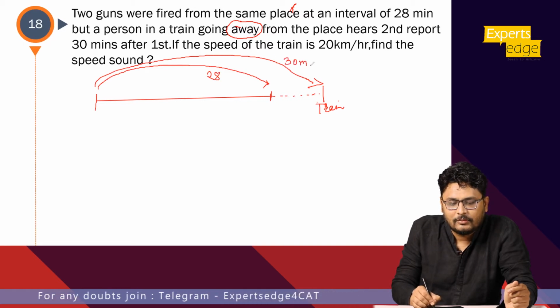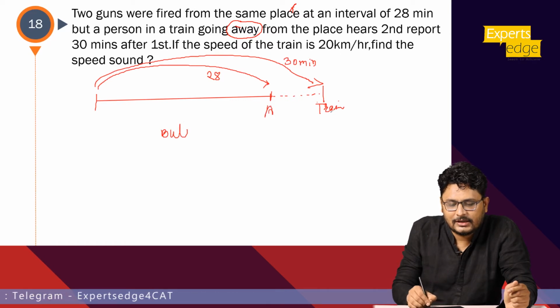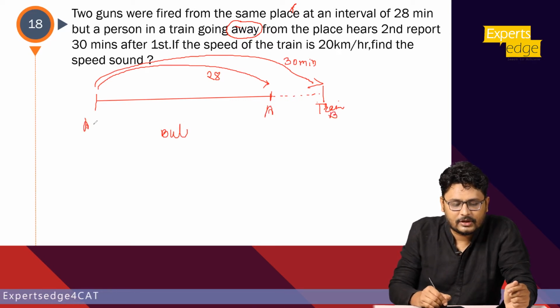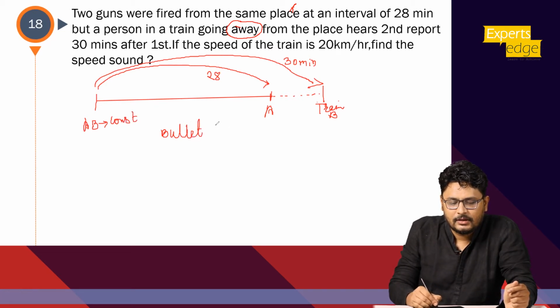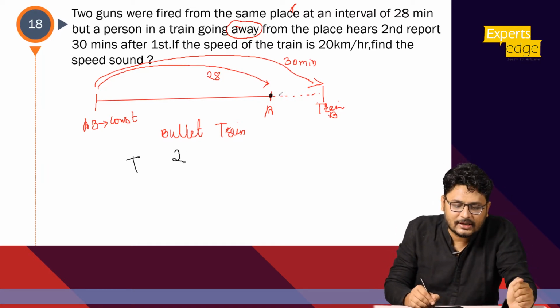So tell me, bullet को कितना time लगा? Again, I'll make this distance AB as constant. Okay? If I want, I'll write it, distance AB as constant. So bullet, and this is train. So to travel A to B distance, the bullet took how much time? Bullet will take 2 minutes more. And similarly, this train will take how much time?